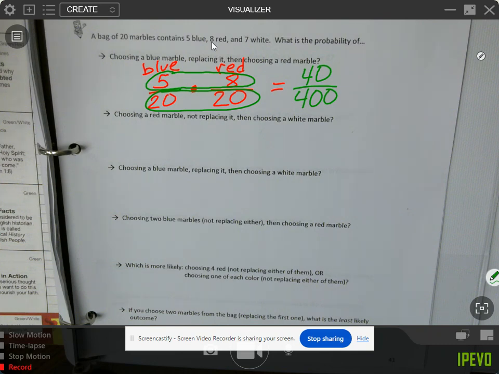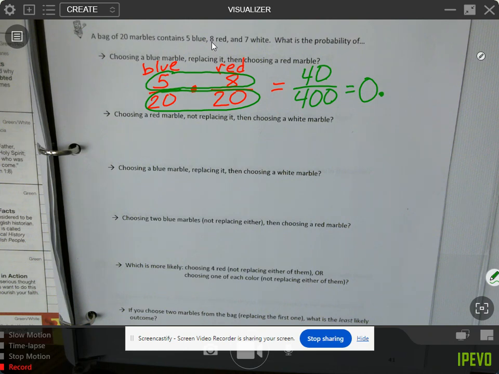Now, what do I have to do, Claire? Because I need my decimal. So what is 40 divided by 400? So 40, you put 40 in first. 40, you always put the top number in first, then divide by the bottom number.